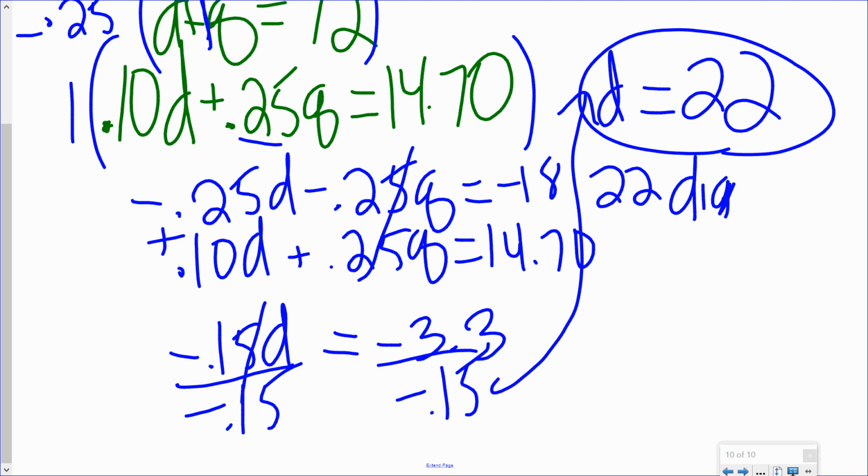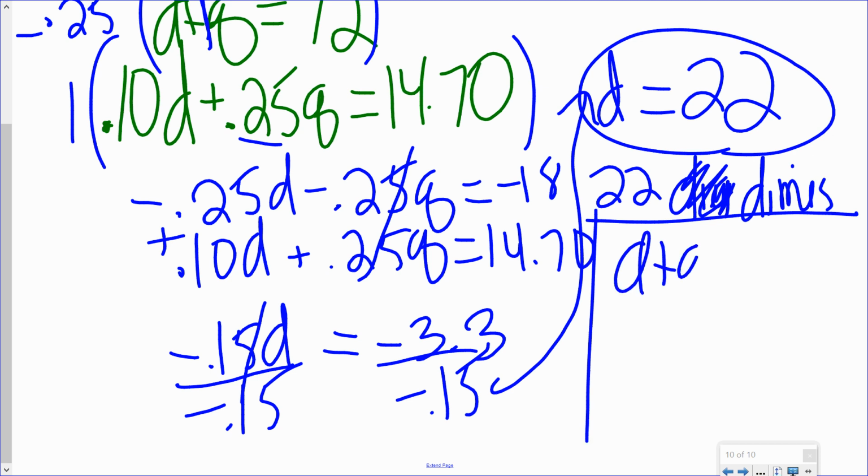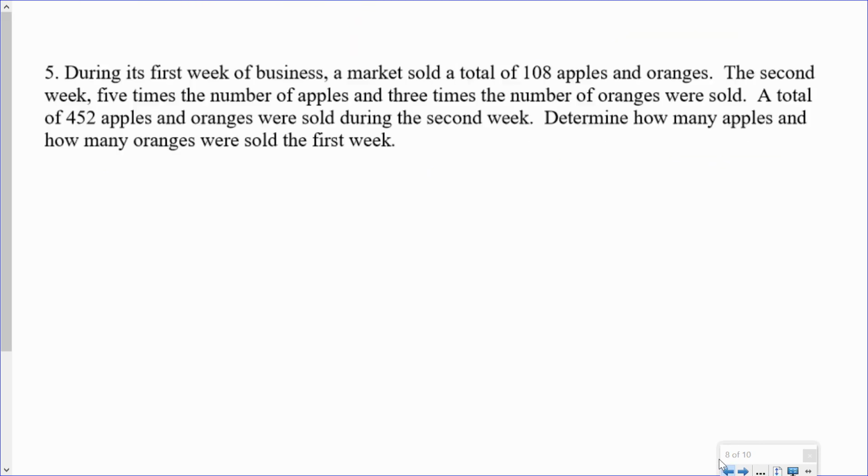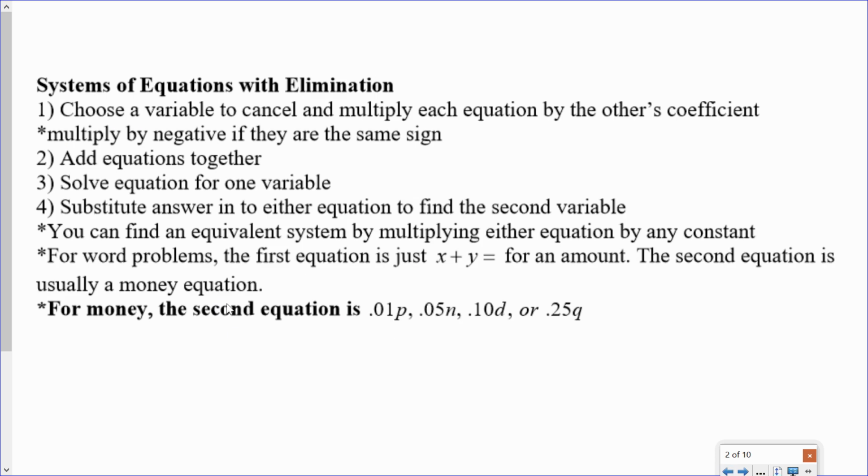If I wanted to find the number of quarters now, I could just sub in D plus Q equals 72. 22 plus Q equals 72. And Q is 50. So again, this is a very important Algebra 1 lesson, and again, it's a very important SAT lesson. They love to ask these questions. You need to be prepared for it, and it should be an easy question to get correct if you practice it.